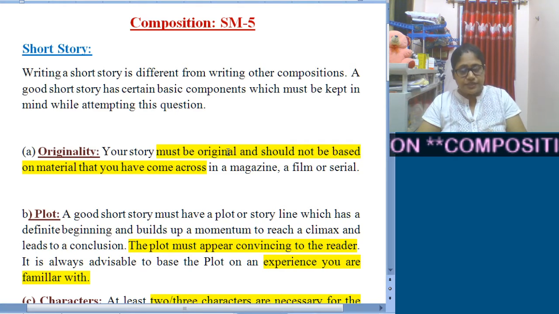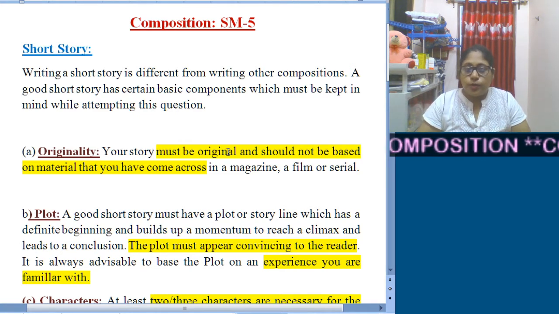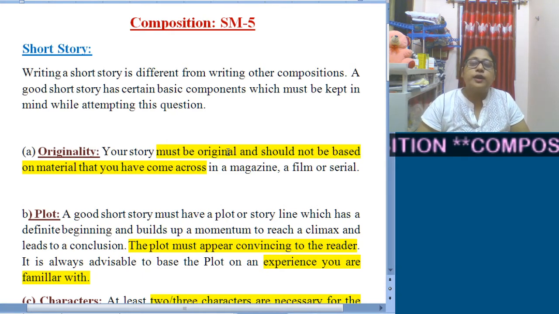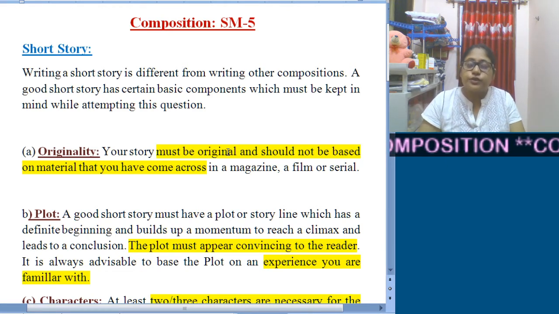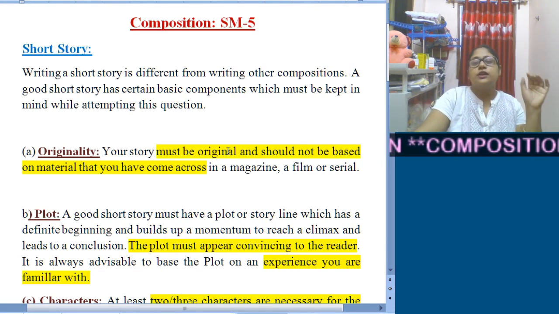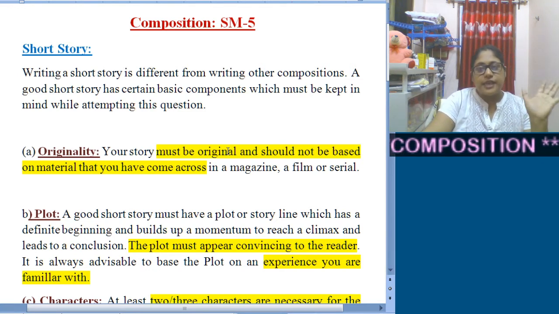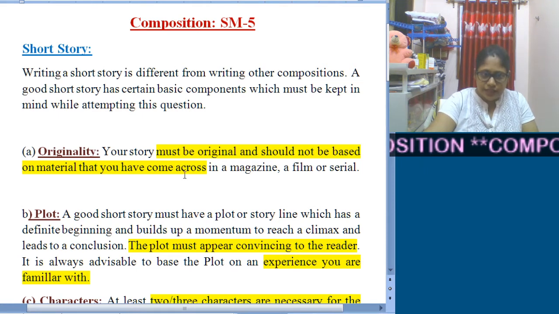Now, the story must be entirely your own, means you cannot copy from a book, from a novel, or from a magazine, or from a film or serial or anywhere. Means you have to create your own story. Okay, the story must be entirely your own. You cannot copy it from anywhere. So the story must have originality.